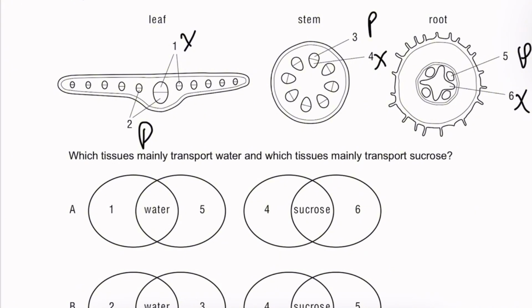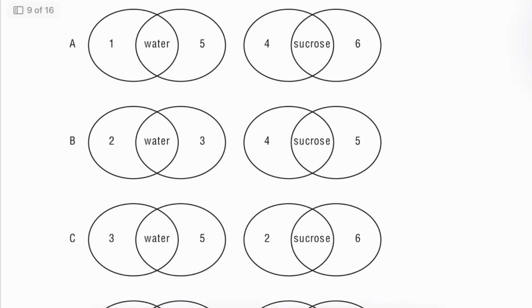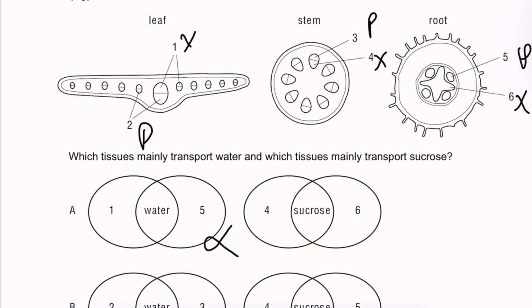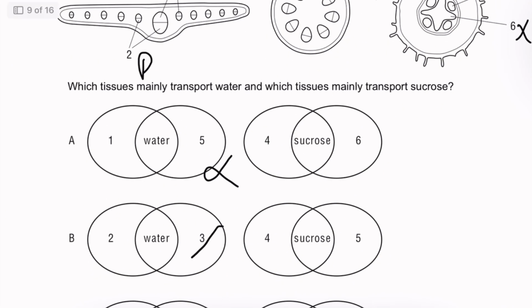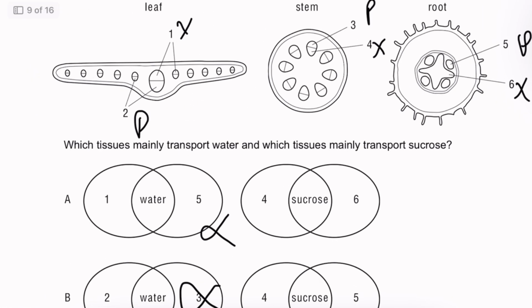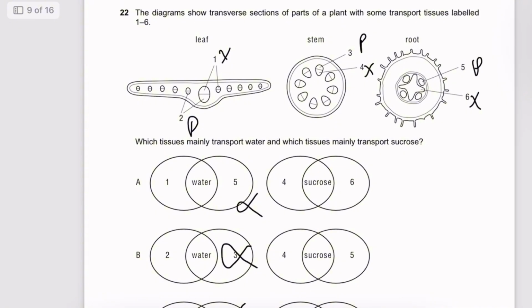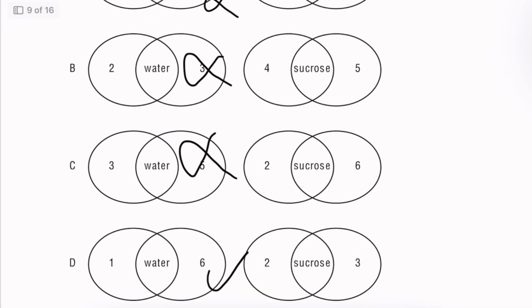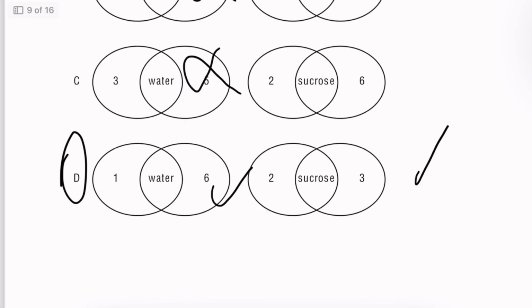So 1 and 5 transport water. 5 is a phloem, so this is wrong. 2 and 3. 2 is the phloem, and 3 is also the phloem, so this is definitely wrong. 3 and 5, as mentioned, 3 is the phloem, so this is wrong. 1 and 6, and 1 and 6 is right. And then 2 and 3 for phloem. Yes, fantastic. So this answer would be D.